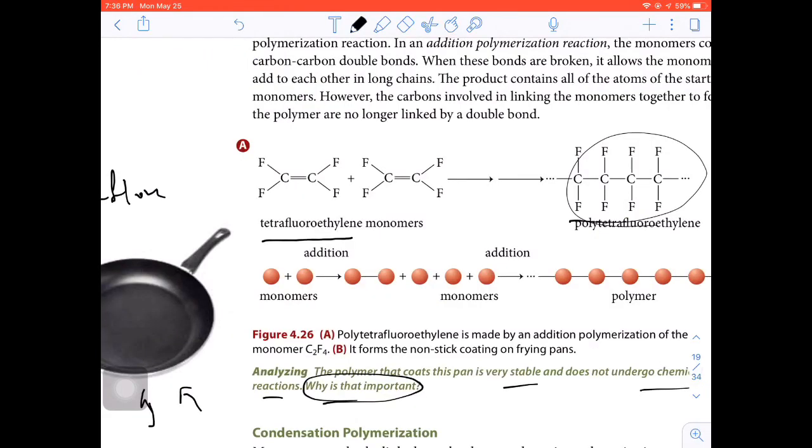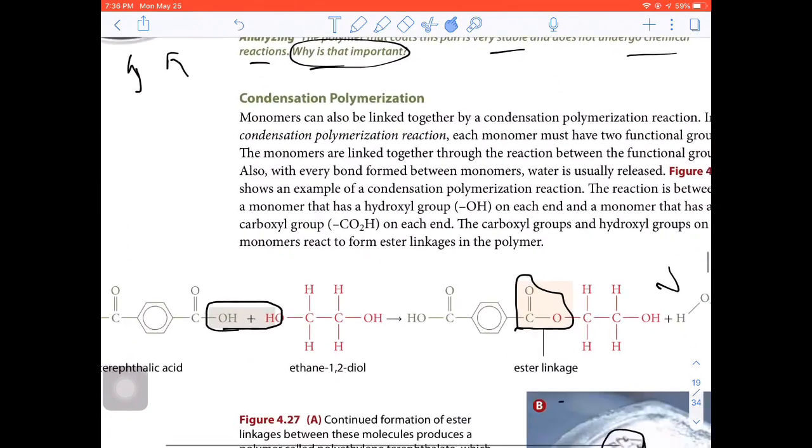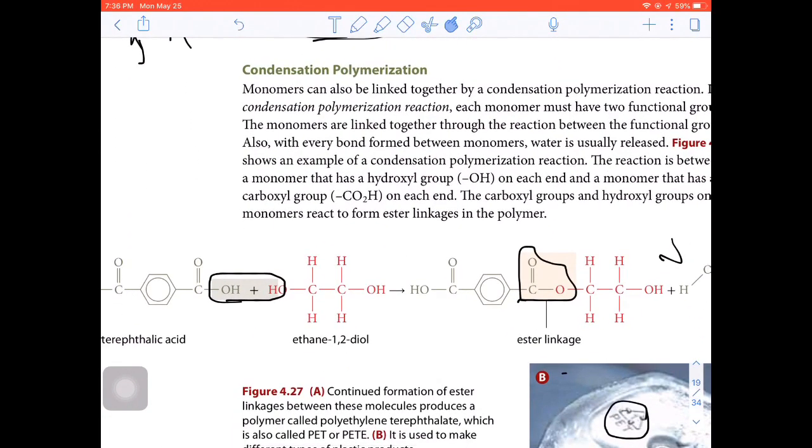And then in condensation polymerization, I have the esterification reaction where I need to have carboxylic acids and alcohols. Some molecules actually can do this by having a carboxylic acid at one end and an alcohol on the other. So what happens is the carboxylic acid at the end of one will bond to the OH group on the end of the other one by an ester link. And then the carboxylic acid at the end of that one will bond to an OH on the next one.